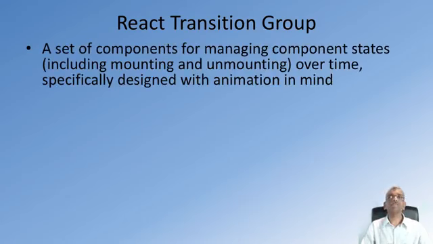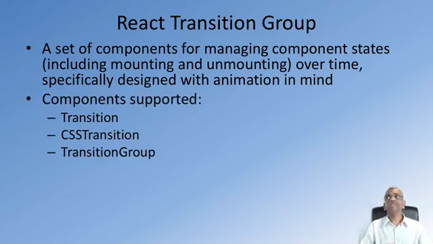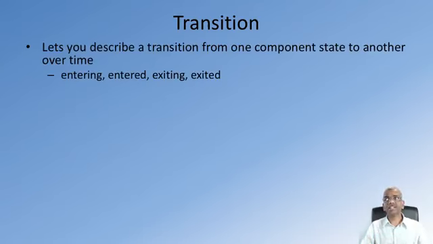The React Transition Group provides a set of components that enable you to manage component states, including mounting and unmounting. So they help to recognize when components are getting mounted and unmounted, and they are designed specifically with animation in mind. The components supported by the React Transition Group include a Transition, a CSSTransition, and a TransitionGroup, each meant for a specific purpose. The Transition is a generic transition, and it lets you describe a transition from one component state to another component state over time. When you define component states, the Transition component has four states that it goes through: entering, entered, exiting, and exited.